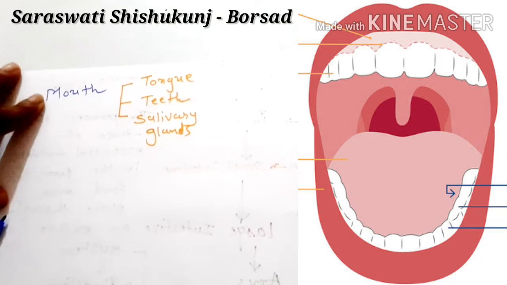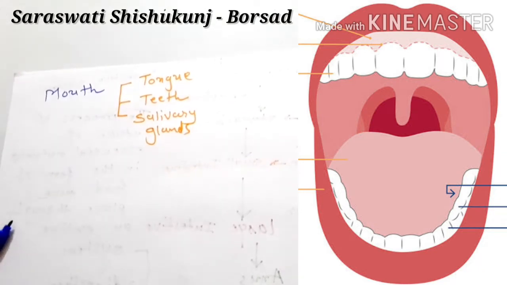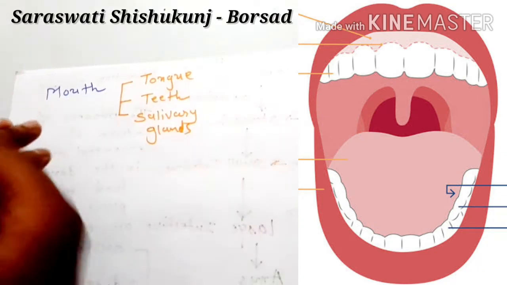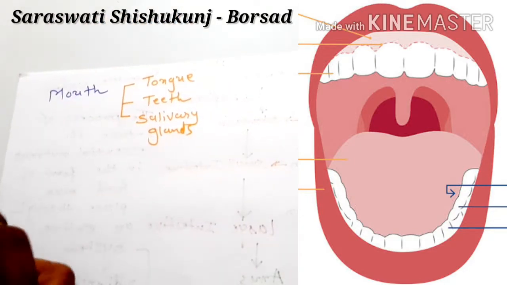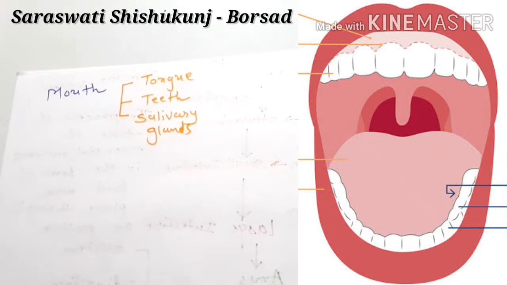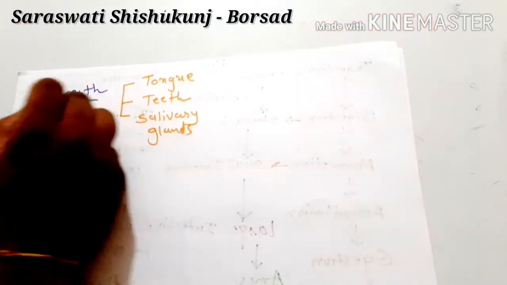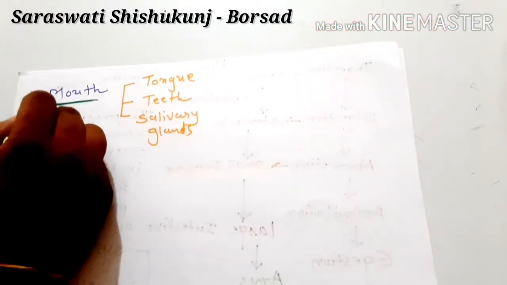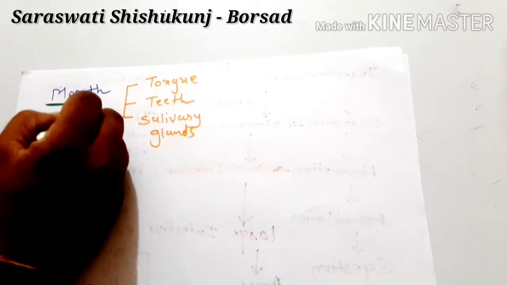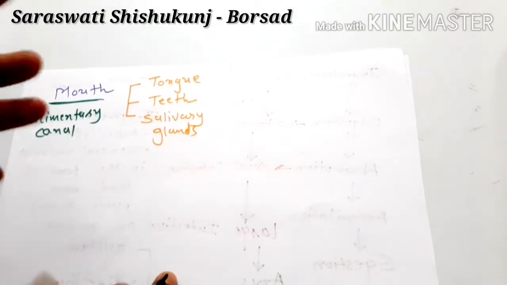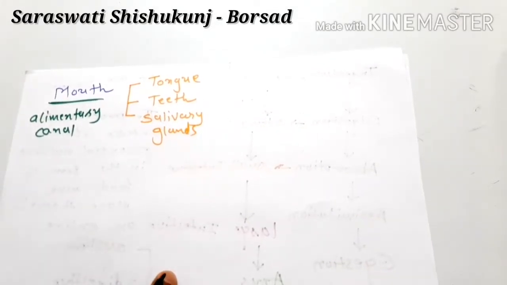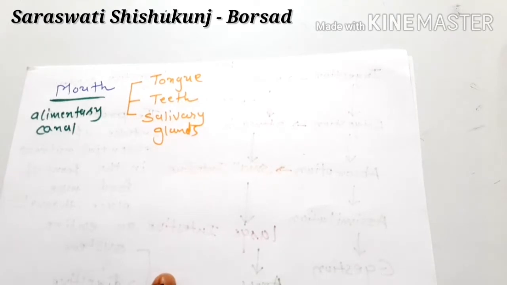In the mouth, these three will help us in digestion. Now let's see what the tongue, teeth, and salivary glands do, and how they help us in digestion. First of all, the mouth is the first part of our alimentary canal. The mouth is the beginning of our alimentary canal. In it we have the tongue, teeth, and salivary glands.